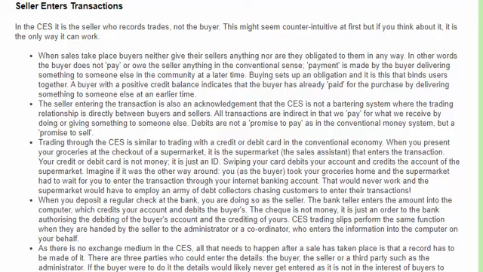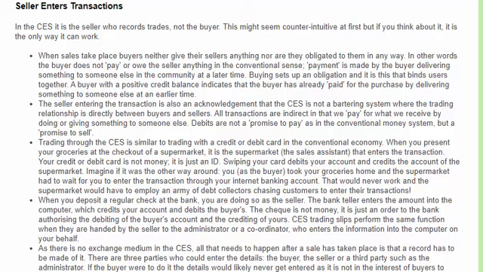You, as the buyer, took your groceries home and the supermarket had to wait for you to enter the transaction through your internet banking account. That would never work. And the supermarket would have to employ an army of debt collectors chasing customers to enter their transactions. When you deposit a regular check at the bank, you're doing so as the seller.